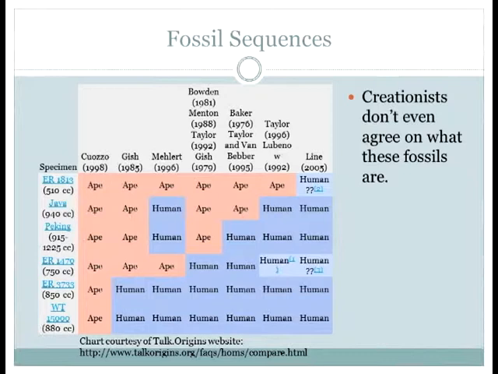Here with ER 1813, which we showed previously, most creationists put that in the ape category. However, one puts it in the human. Java man, who is a Homo erectus, we got about half putting him in an ape and about half putting him as a human. Peking man, which is also a Homo erectus, the same. We got a little less than half putting him as an ape and a little bit more than half putting him as a human. We can go through the sequence here and see that there is no agreement even among creationists on where they fall.